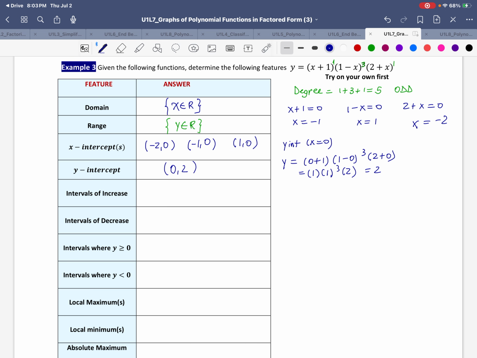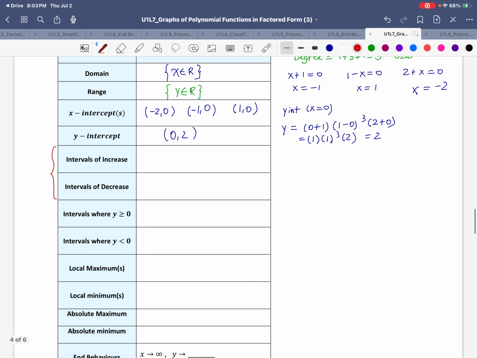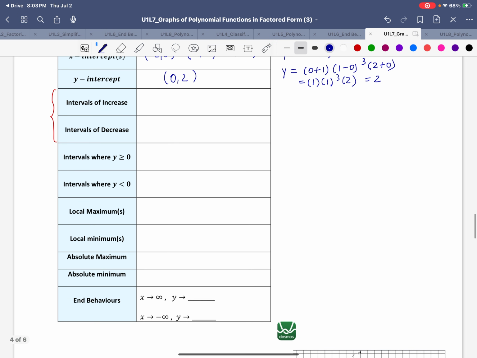For intervals of increase and decrease, we'll wait until we have the minimum and the maximum. Remember that this is an odd degree polynomial function, so there won't be any absolute maximum or minimum, so we can complete this spot here on the table, and we'll write in here no absolute max and no absolute min.